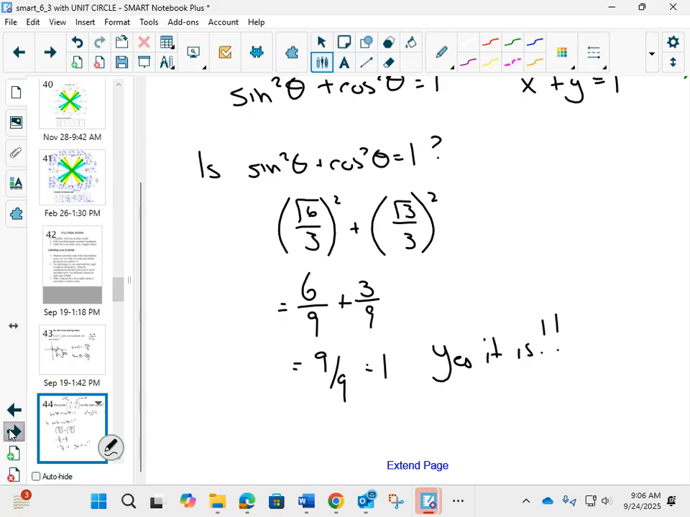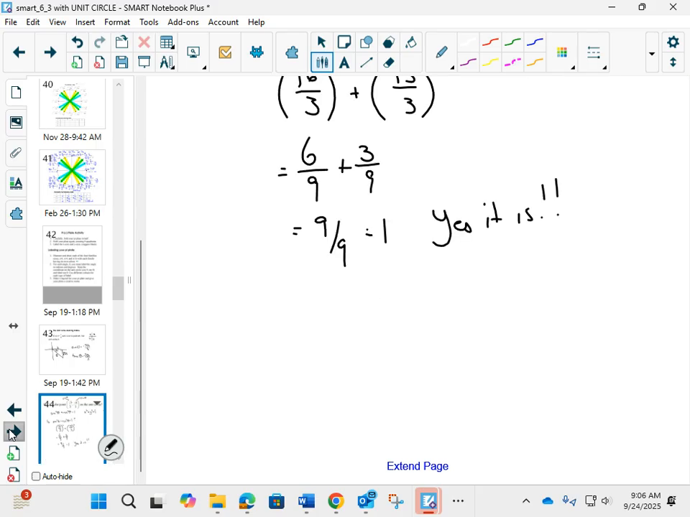And since it's equal to 1, you would say, yes, it's on the unit circle. If it equaled any other number, you would say, no, it's not equal. Okay? Something to be careful on, because this came up on an exam. I'll just do it as an extra question.